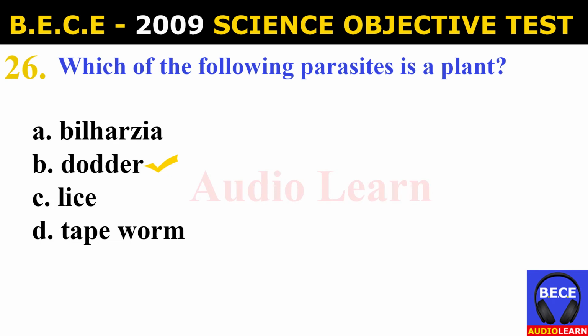Number 26. Which of the following parasites is a plant? A, bilharzia. B, dodder. C, lice. D, tapeworm. And the answer is B, dodder. Which of the following parasites is a plant? Dodder.